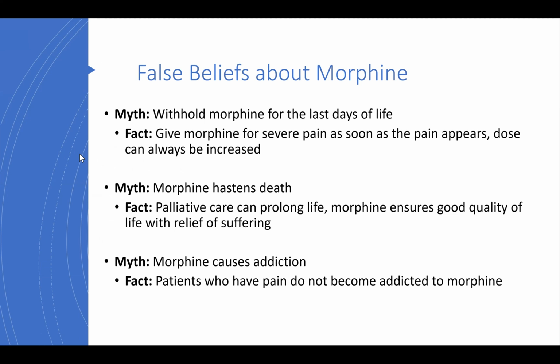There's another myth that morphine hastens death. So palliative care is not about hastening death or prolonging the dying process, but we give morphine to ensure that the patient has good quality of life with relief of suffering, and even should the patient die, that they're going to die without pain. That morphine causes addiction.